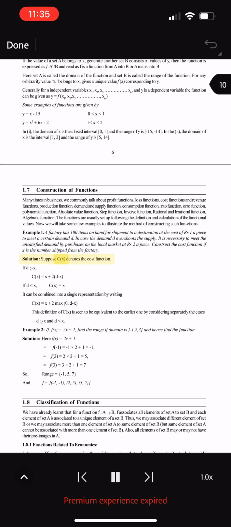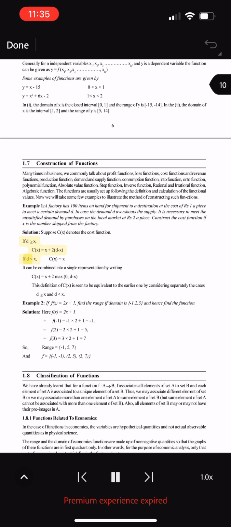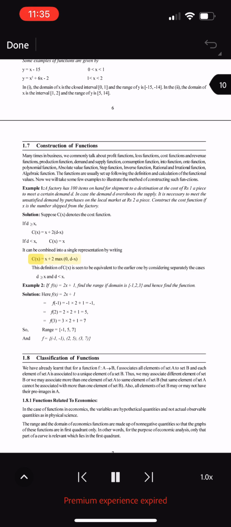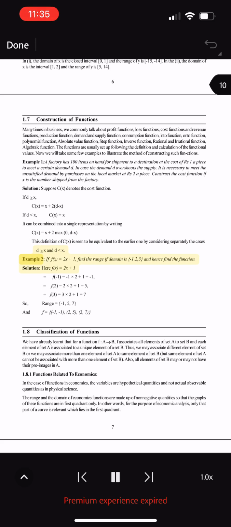Solution: suppose C(x) denotes the cost function. If D > x, C(x) equals x plus 2(D - x); if D ≤ x, C(x) equals x. It can be combined into a single representation by writing C(x) equals x plus 2 max(0, D - x). This definition of C(x) is seen to be equivalent to the earlier one by considering separately the cases D > x and D ≤ x.